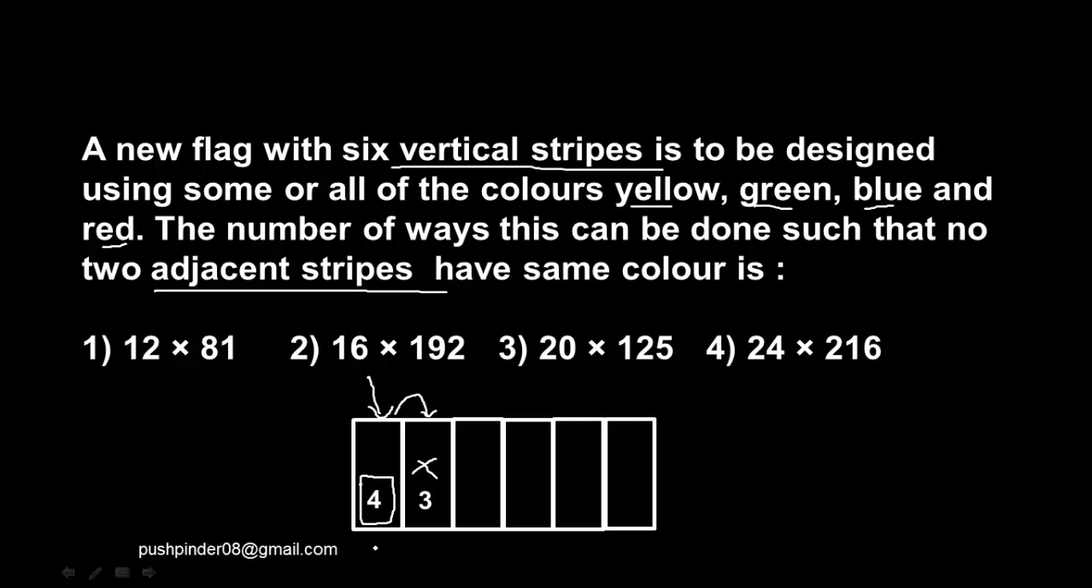In the next stripe we will be able to give the color that we gave to the first stripe, but not the color of the adjacent stripe. Let's suppose this was given yellow and this was given red. Now we have a choice of yellow, green and blue for this stripe, because no two adjacent stripes should have the same color. So again 3 ways. Similarly the next stripe also 3 ways, next stripe also 3 ways, next stripe also 3 ways, and you get your answer.